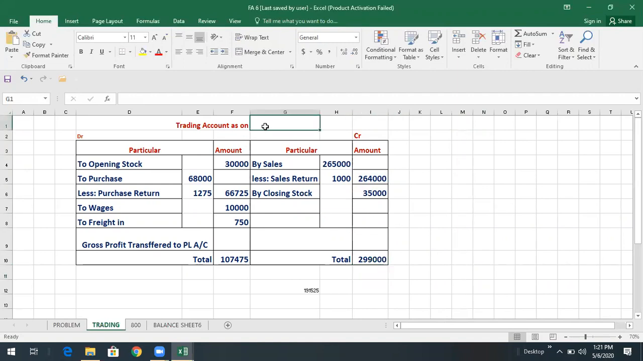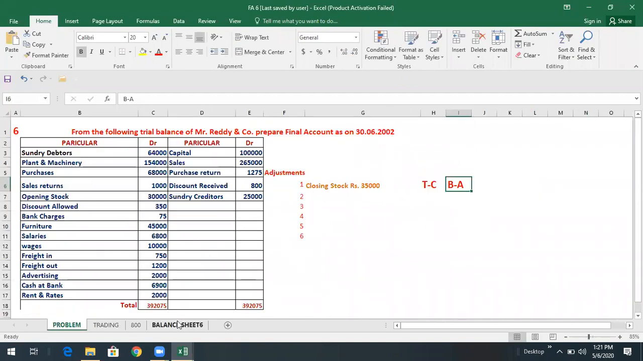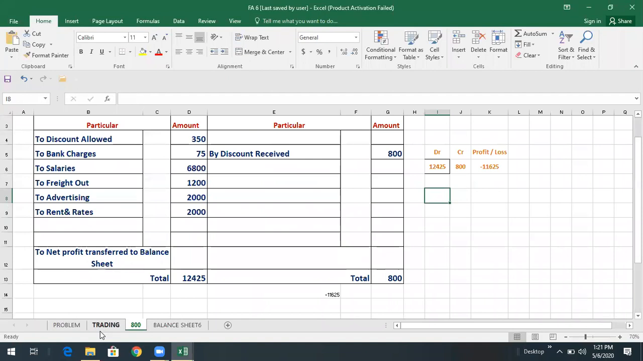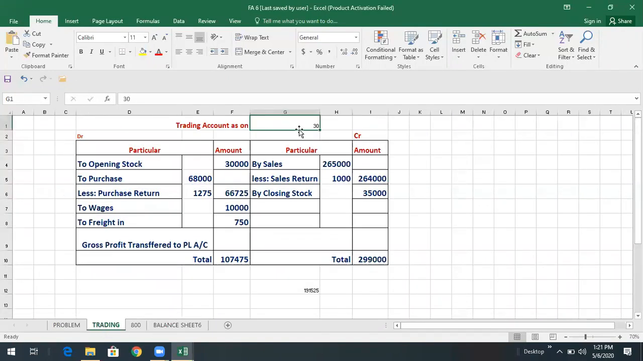So what is the date here? The date is 30th 6 2002, I think, what I took as the date in the problem. So I'm taking the same date here, 30th 6 2002. This is the date on which we are preparing this account.